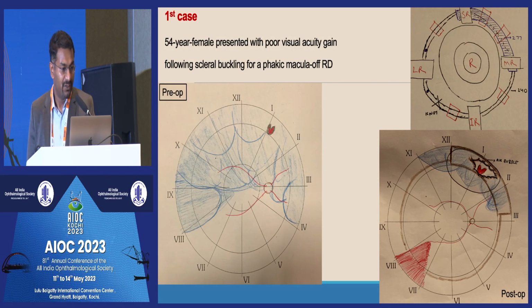So this patient we took for surgery and performed a scleral buckling with the help of a 277 in the superior nasal quadrant, and the drainage retinotomy was done in the inferior temporal quadrant. Intraoperatively we found a little hypotony, so we injected an air bubble, and there was a subretinal bleed complication noted at the drainage retinotomy site.